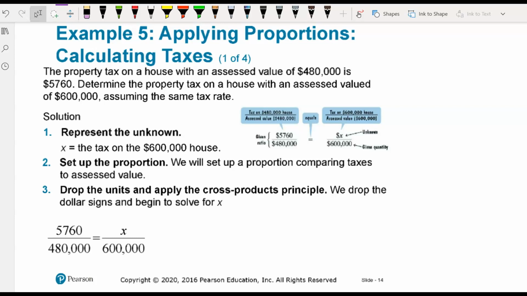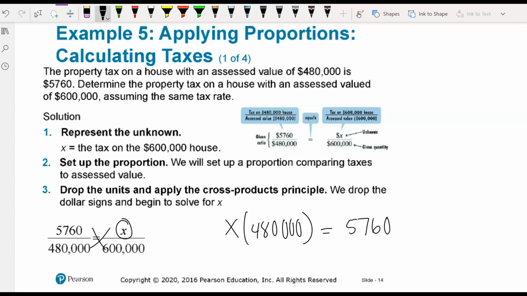So we don't know the tax on that second house. So that's what we want to solve for. So then we're going to cross multiply. So x times 48,000 equals 5,760 times 600,000.